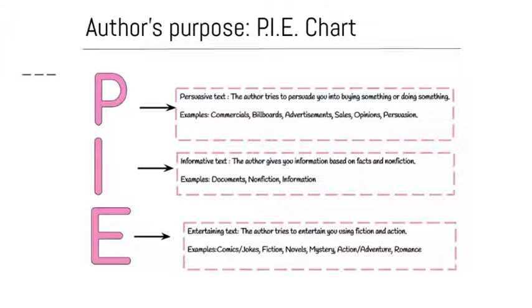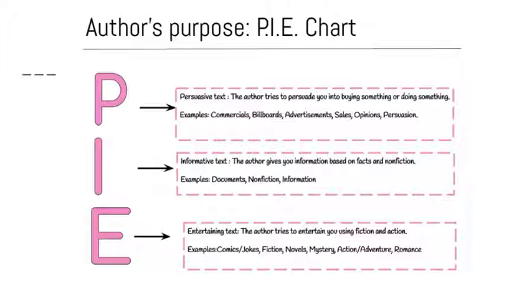Author's purpose pie chart. So this is another way to remember. P for pie stands for persuasive text. The author tries to persuade you into buying something or doing something. Examples are commercials, billboards, advertisements, sales, opinions, and persuasion.